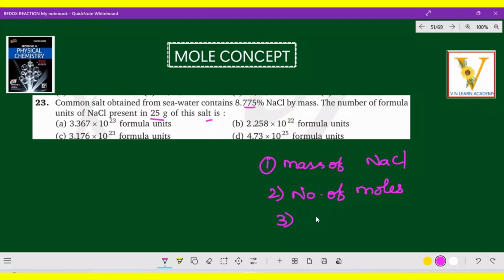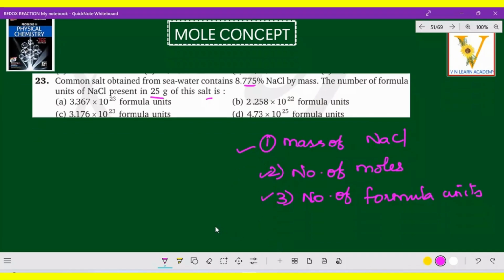Formula units are nothing but the same number of molecules only, but here they are asking in a different way. That's all, right? Formula units are nothing but the number of molecules to identify. I hope you got the clarity. Now let us discuss all these three steps.